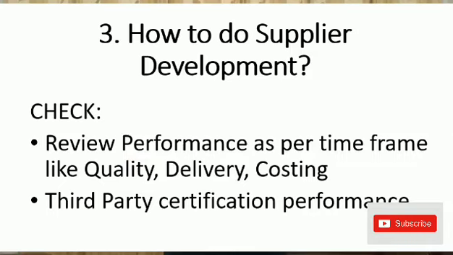Then check. So whatever improvement has been planned, whether it is going as per the plan or not, whatever time frame has been set, whether things are improving as per that in terms of quality, delivery, costing, whether all these things are happening or not, whether the third party certification which the organization has got is serving any purpose, or there is a need to request the third party to support the organization so that suppliers can be developed. So all those things are a part of the check part.